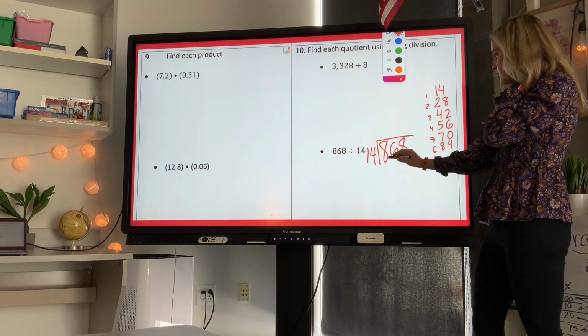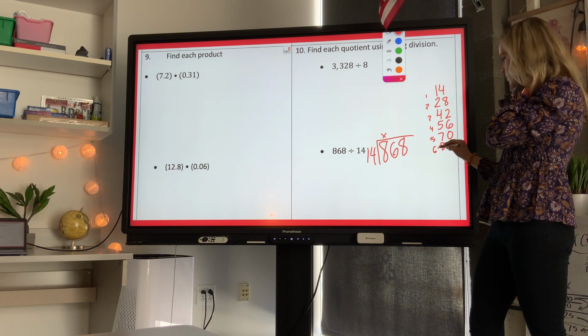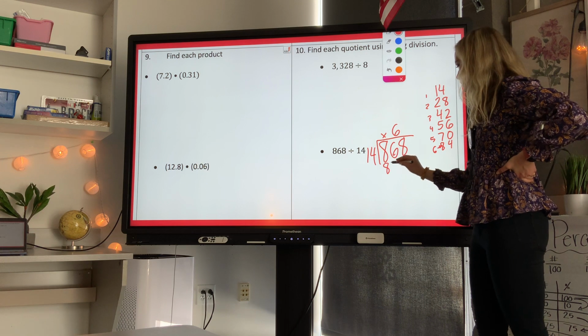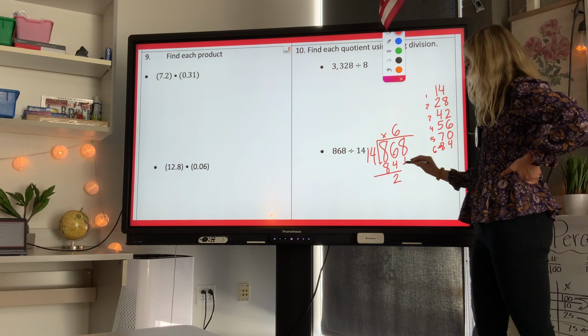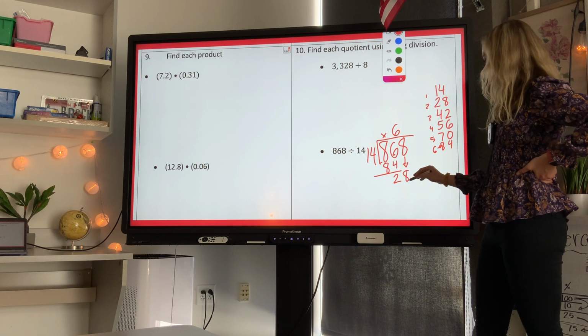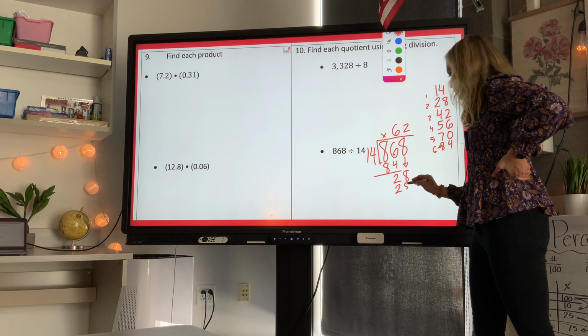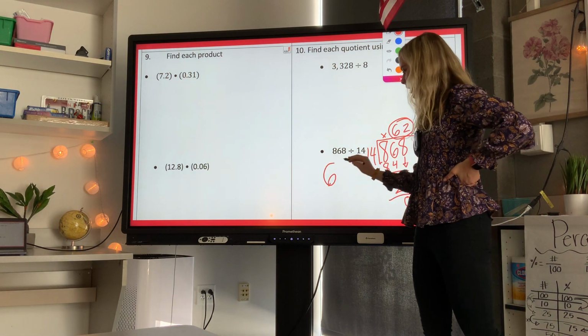Okay, so 14 doesn't go into 8, but 14 goes into 86. Ooh, look at 6 times, and 6 times 14 is 84. Okay, I'm going to subtract and I get 2. Then I bring down the 8. 14 goes into 28. Ooh, 2 times. 2 times 14 is 28. Subtract and I get 0. So 62 is my quotient or my answer.